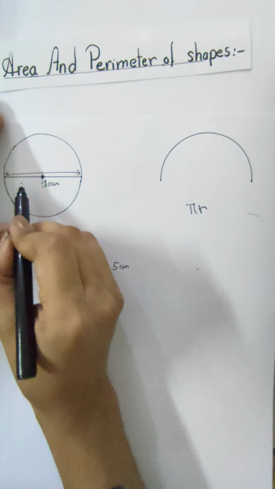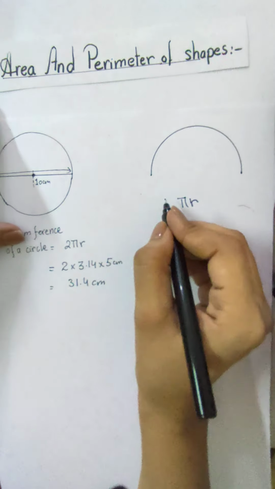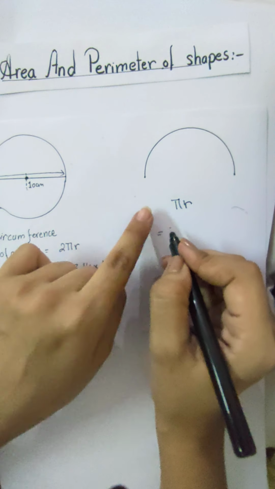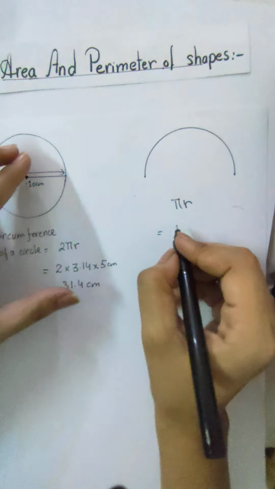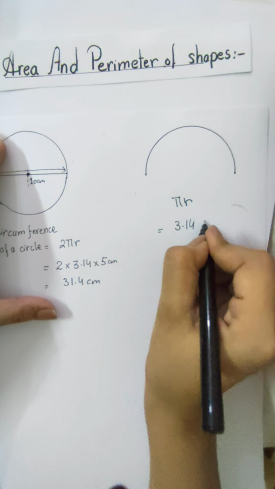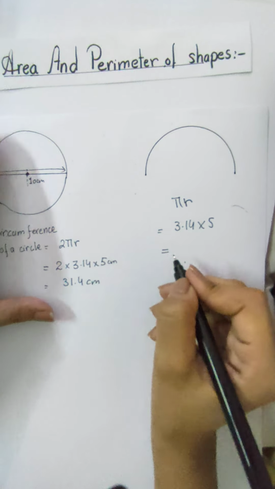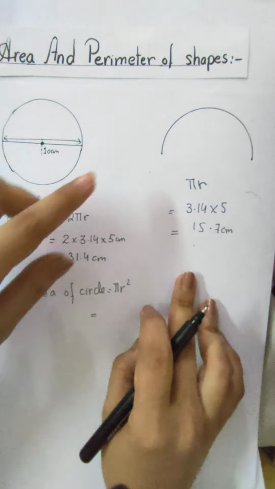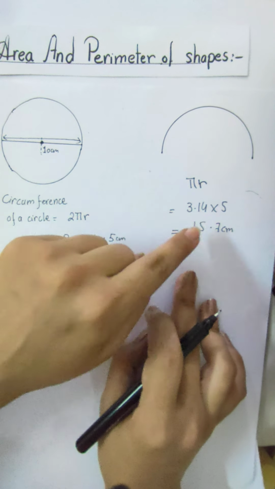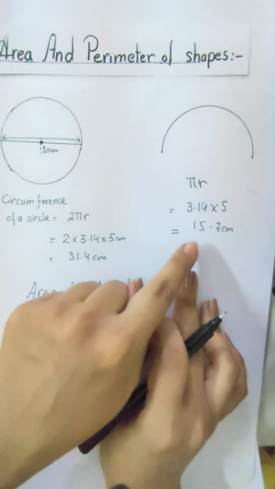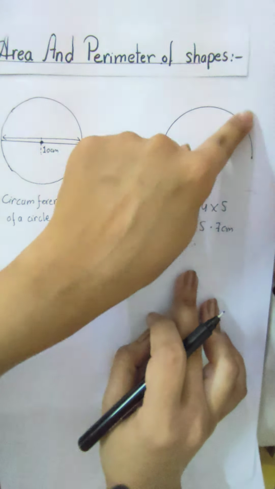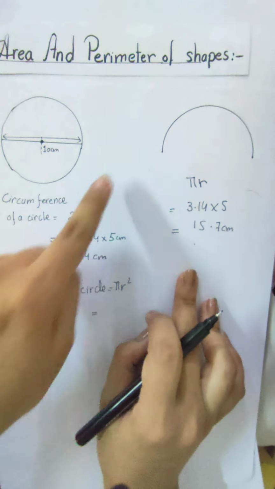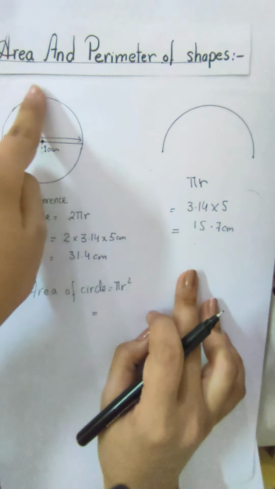And what is the diameter? The diameter is 10 centimeter and the radius is 5 centimeter. Now we will put the values. This is the circumference of the semicircle. Now putting the values, 3.14 multiplied by 5. What will be the desired answer? So this is the desired answer, 15.7 centimeter. Keep in your mind, this is the circumference of the semicircle, the answer for this length from here to here, and this circumference is the answer for the complete circle.